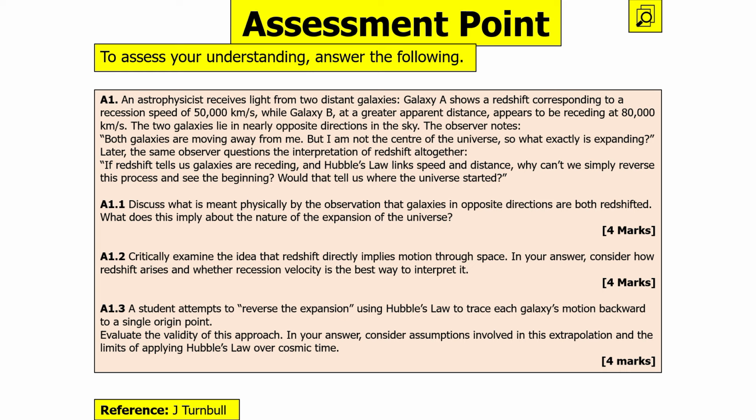If redshift tells us galaxies are receding and Hubble's law links speed and distance, why can't we simply reverse this process and see the beginning? Would this tell us where the universe started? Discuss what is meant by the observation that galaxies in opposite directions are both redshifted. What does this imply about the nature of the expansion of the universe? Critically examine the idea that redshift directly implies motion through space. In your answer, consider how redshift arises and whether recession velocity is the best way to interpret it.